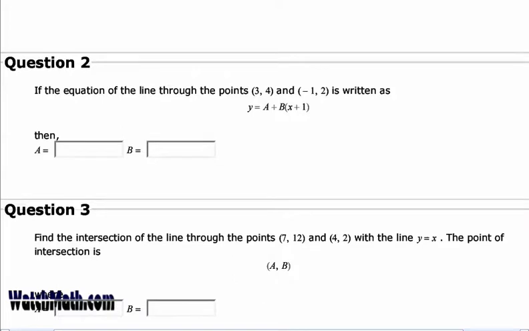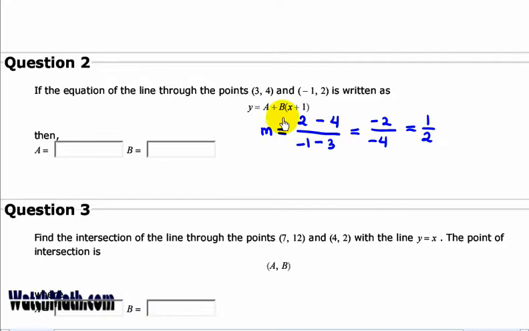Okay, question number 2, we want to find the equation of the line through 2 points, (3, 4) and (-1, 2). So first we need to find the slope of the line passing through these 2 points. The slope is given by the change in y, 2 minus 4, over the change in x, so -1 minus 3. If we simplify, we have -2 over -4, which is equal to 1/2.